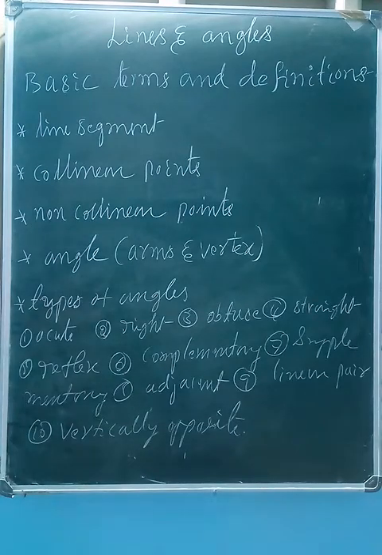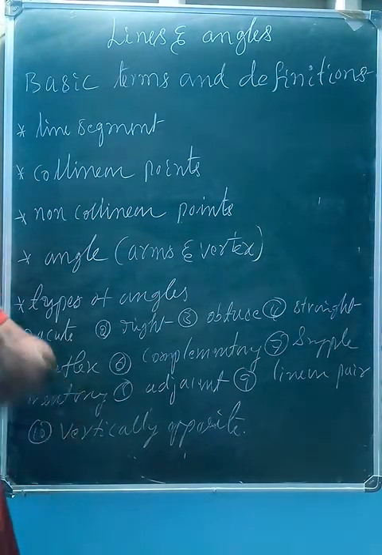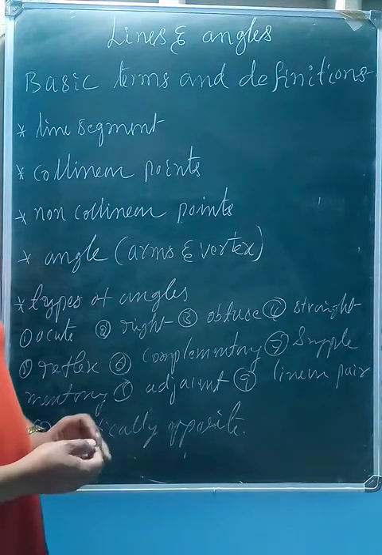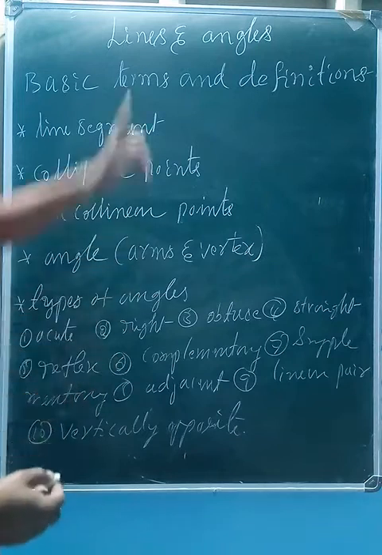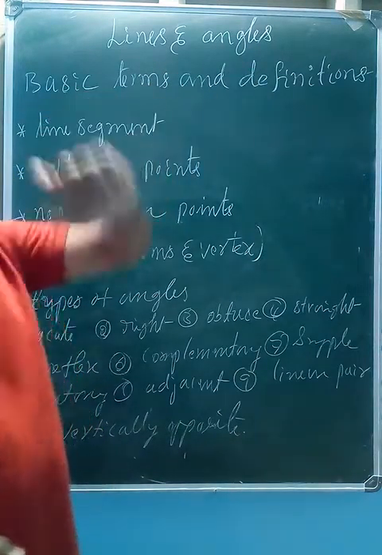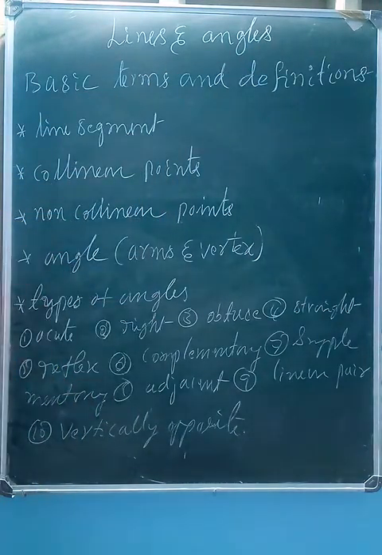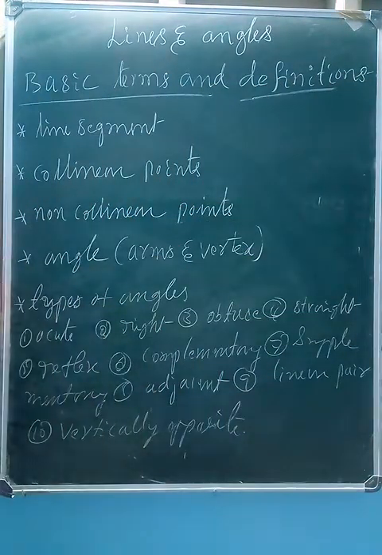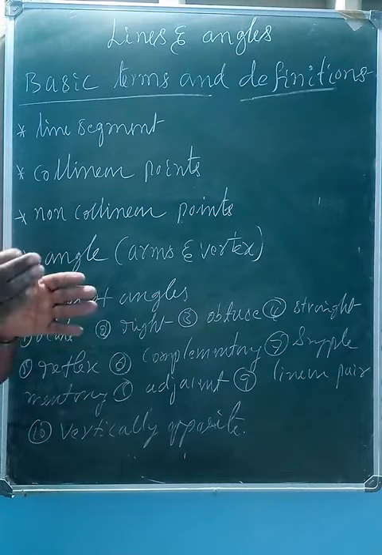Okay, so we have studied two chapters in geometry in mathematics. Now we can go for the third chapter. This chapter also belongs to geometry. Lines and angles, this is the name of the chapter. Here we are going to discuss some basic terms and definitions. Okay, basic things we have to discuss.